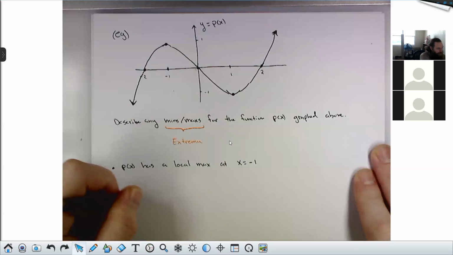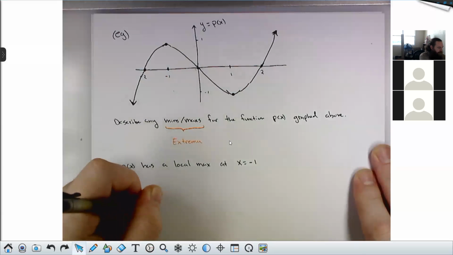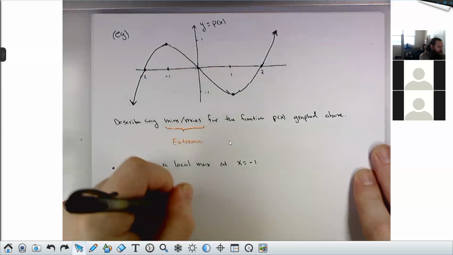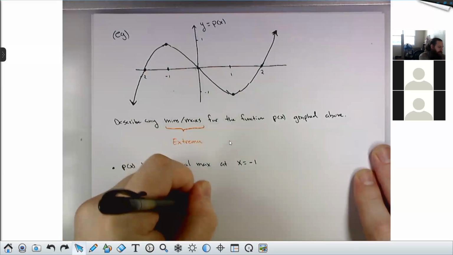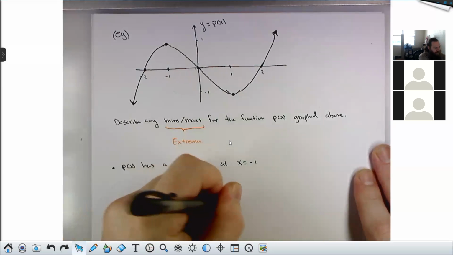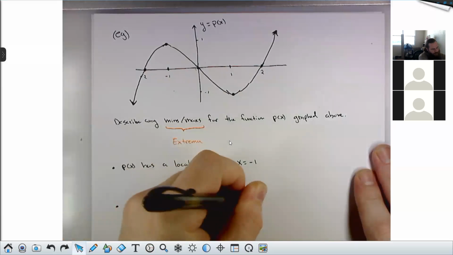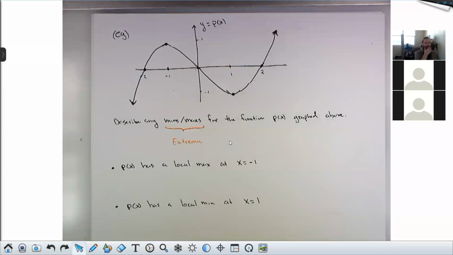So we'd say p of x has a local min at x equals +1. Okay.